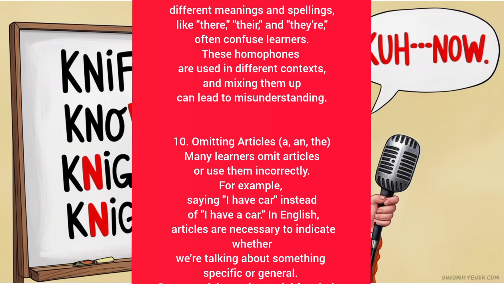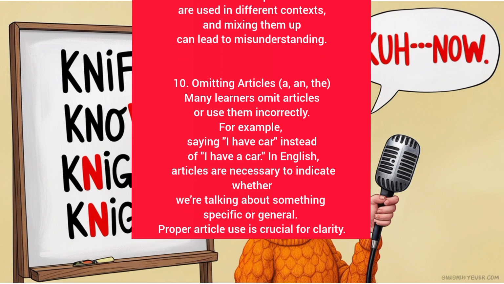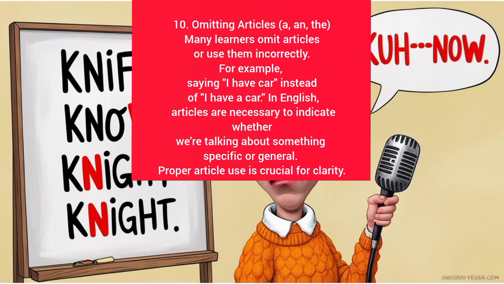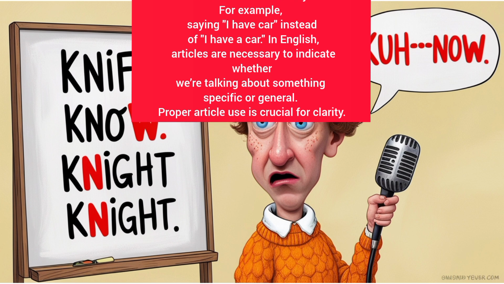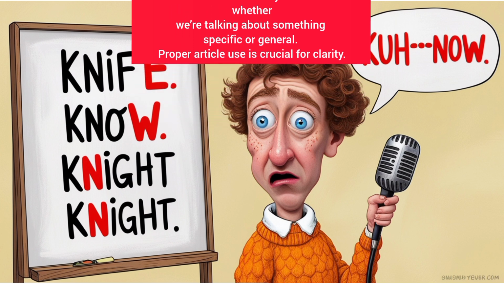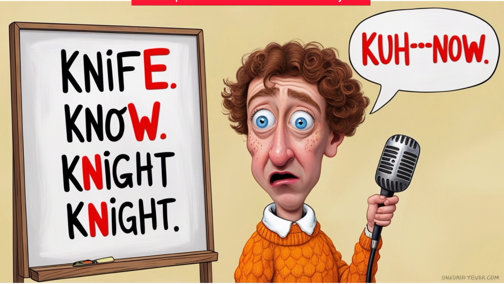Number ten, omitting articles, a and the. Many learners omit articles or use them incorrectly. For example, saying I have car instead of I have a car. In English, articles are necessary to indicate whether we are talking about something specific or general. Proper article use is crucial for clarity.